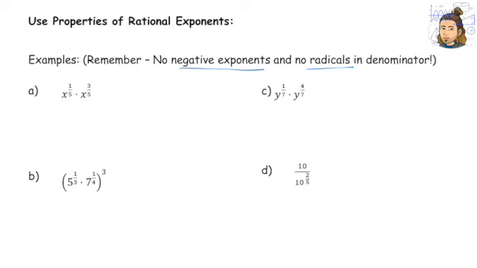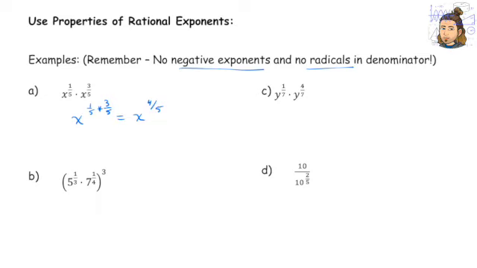Now, we're starting off here. We have x to the 1/5 times x to the 3/5. We know that multiplication tells us that we're going to add. So we're going to have x to the 1/5 plus 3/5. And all of you can very clearly do that math. It's x to the 4/5. So that's pretty simple there. When we have multiplication, we can just add those exponents there.